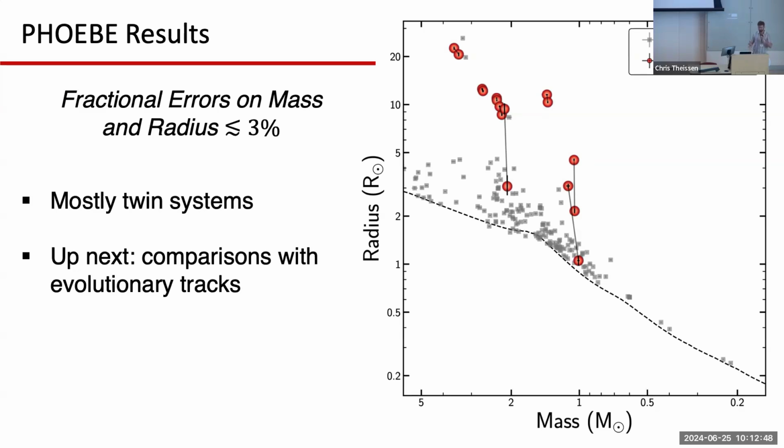You also see that most of these stars ended up being fairly massive. We obviously didn't know this when we started spectroscopic follow-up. And as we mentioned before, most of these systems are twins. So it'll be interesting to make direct comparisons next with evolutionary models.